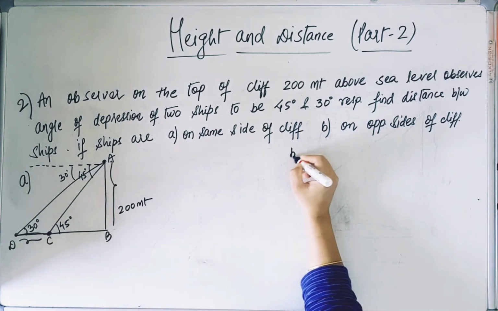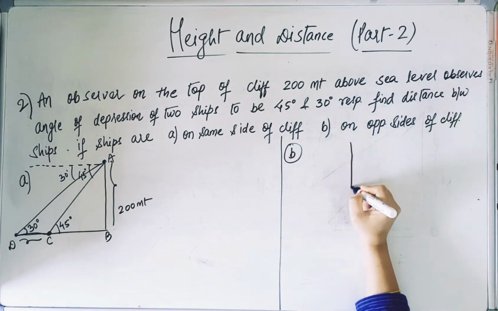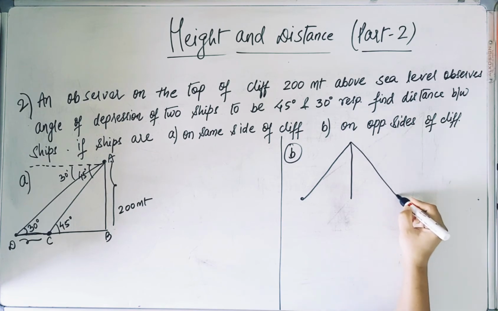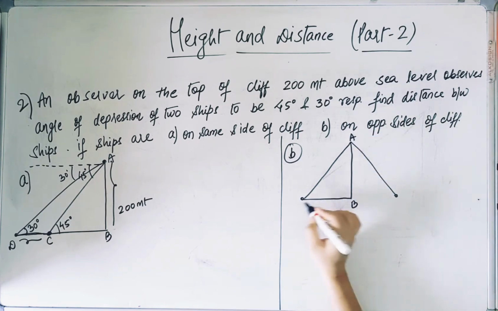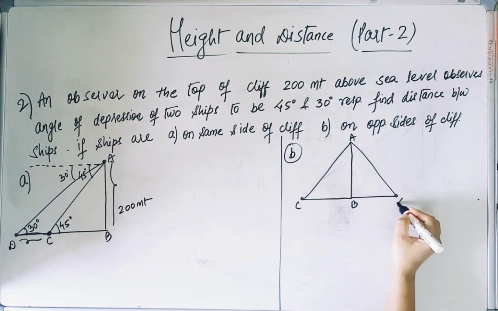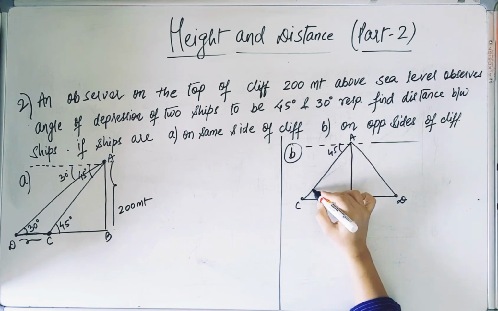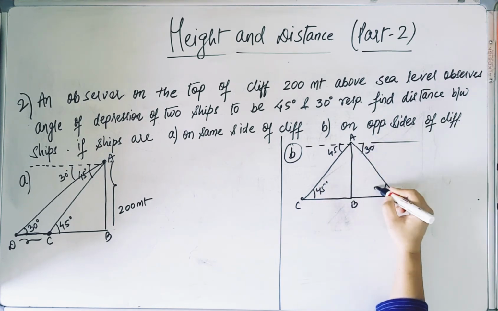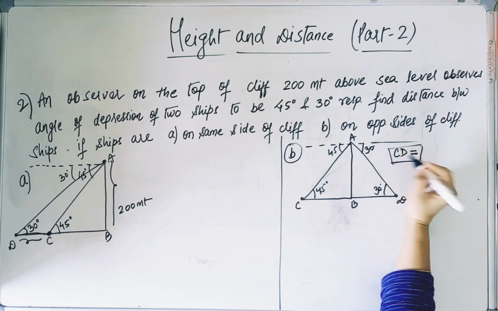Second case is on opposite side. Let's suppose this is a cliff, so here is one ship and here is another ship. This is AB, this point is C and this point will be D. So angle of depression over here I'll take 45 degree and from here I'll take 30 degree. So here distance between two ships is CD.